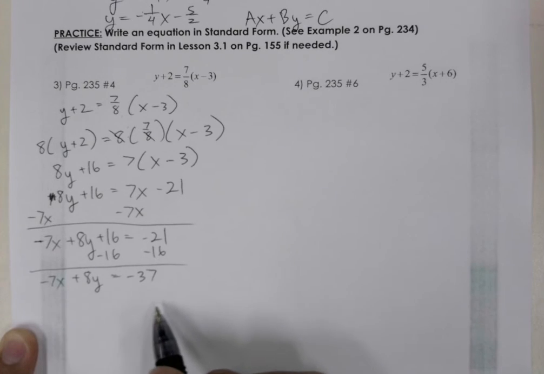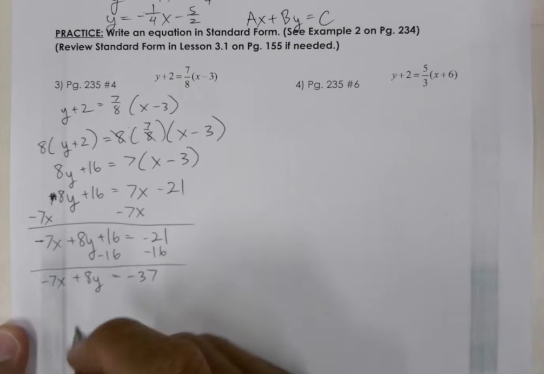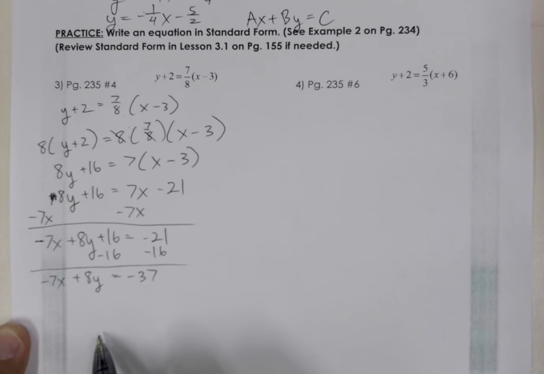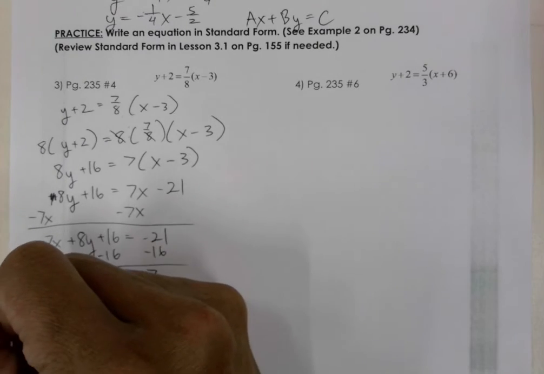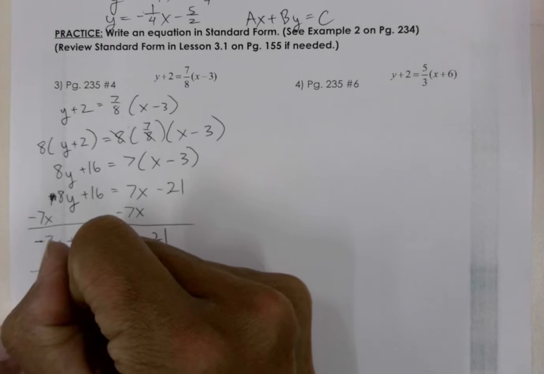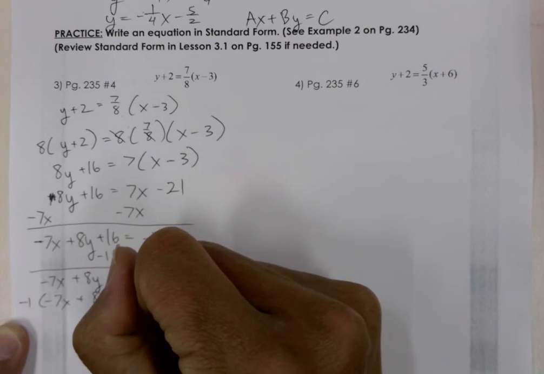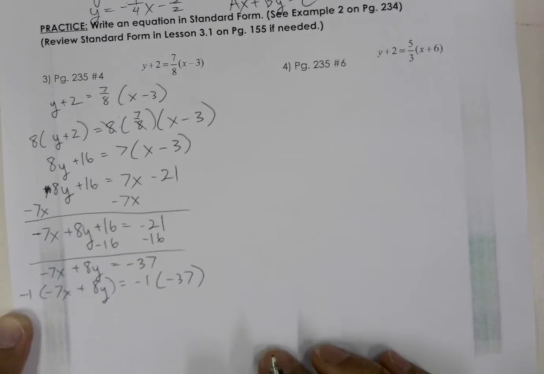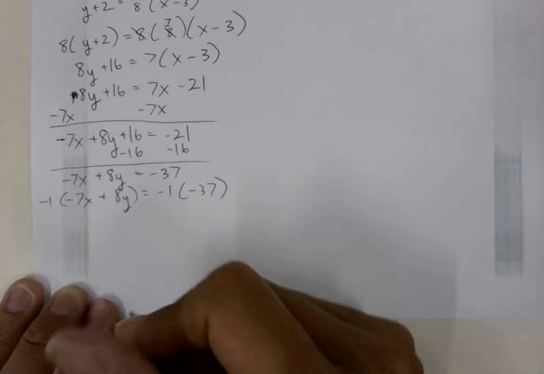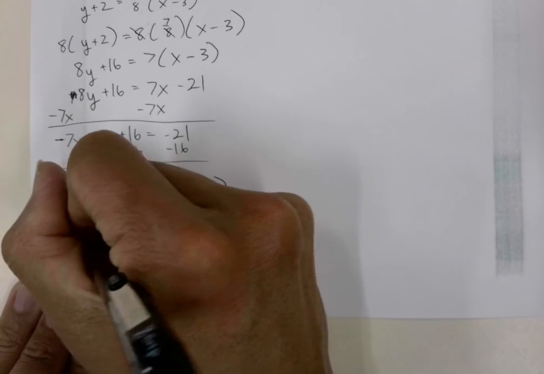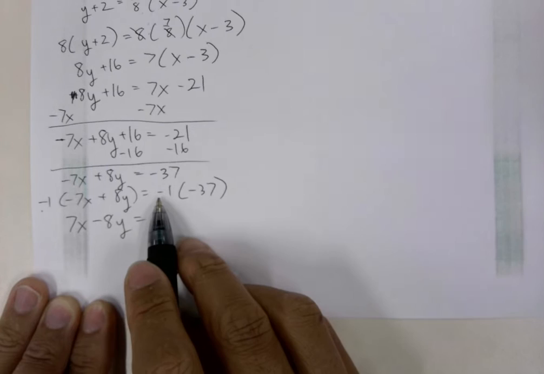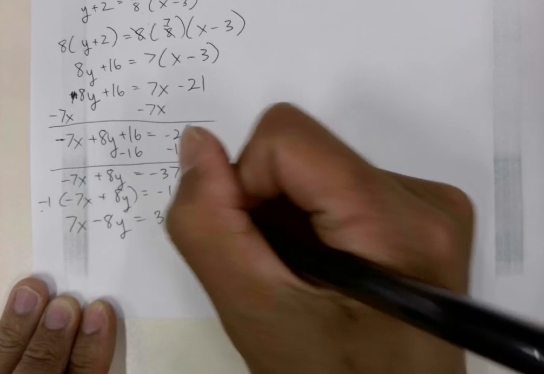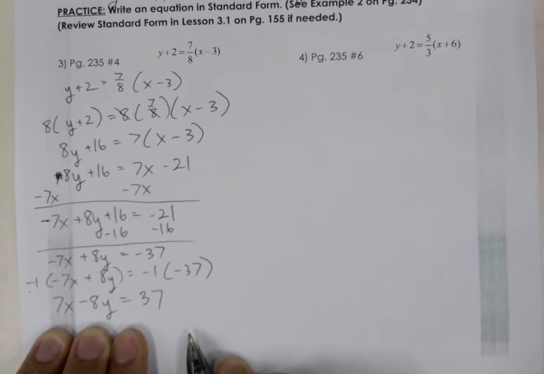So what we need to do so that the equation is written in standard form is multiply the left side of the equal sign by negative 1 and the right side of the equal sign by negative 1. That will flip the sign of the negative 7 into positive 7. So let's do that now. Negative 1 times negative 7x plus 8y is equal to negative 1 times negative 37. Now when we distribute out our negative 1, negative times a negative is positive 7x. Negative times a positive is negative 8y. And that's equal to negative times a negative is positive 37. And now we have our equation in standard form.